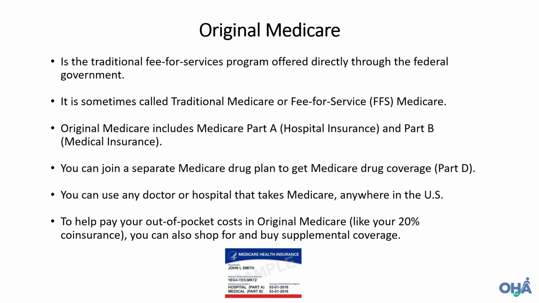Original Medicare is the traditional fee-for-service program offered directly through the federal government. It is sometimes called Traditional Medicare or fee-for-service Medicare. Original Medicare includes Medicare Part A, hospital insurance, and Part B, medical insurance. You can join a separate Medicare drug plan to get Medicare drug coverage, which is Part D. You can use any doctor or hospital that takes Medicare anywhere in the U.S. To help pay your out-of-pocket costs in Original Medicare, like your 20% coinsurance, you can also shop for and buy supplemental coverage.